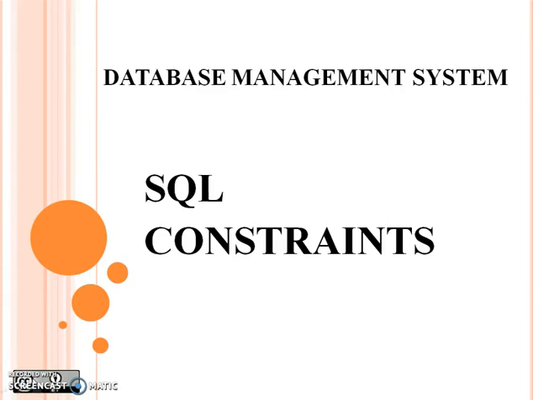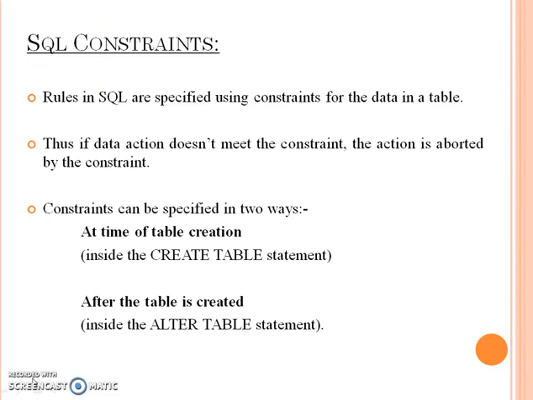In this tutorial of the SQL series, I will be talking about SQL constraints. Rules in SQL are specified using constraints, and they apply to the data in a table. Thus, if any action is done on data and it doesn't meet the constraint given for that particular column, the action will be aborted by the constraint, giving a particular error message.